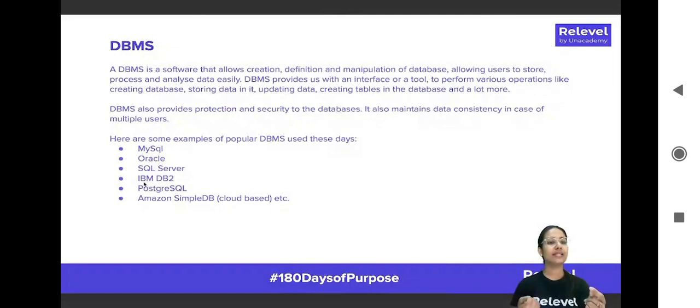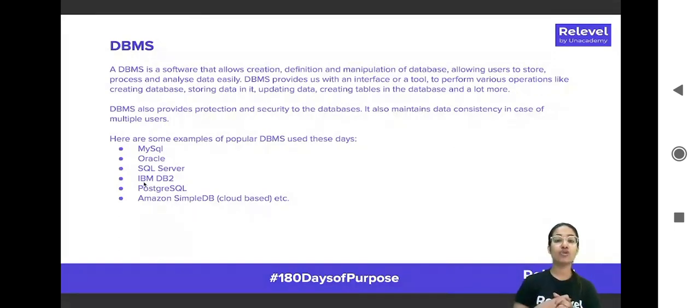With that, I would say the introduction of DBMS, database management systems, basically kicks in. Now, a DBMS is a software that allows creation, definition, and manipulation of databases, allowing users to store, process, and analyze data very easily. So a database management system is basically a software which you can download and run on your computers, and that allows you to create databases, right?